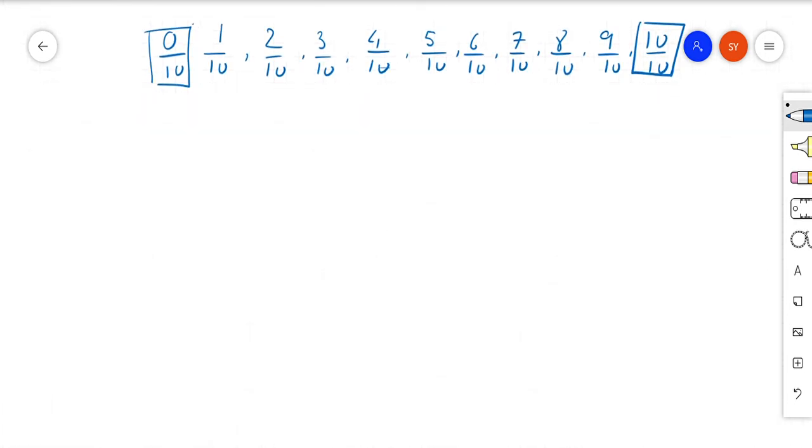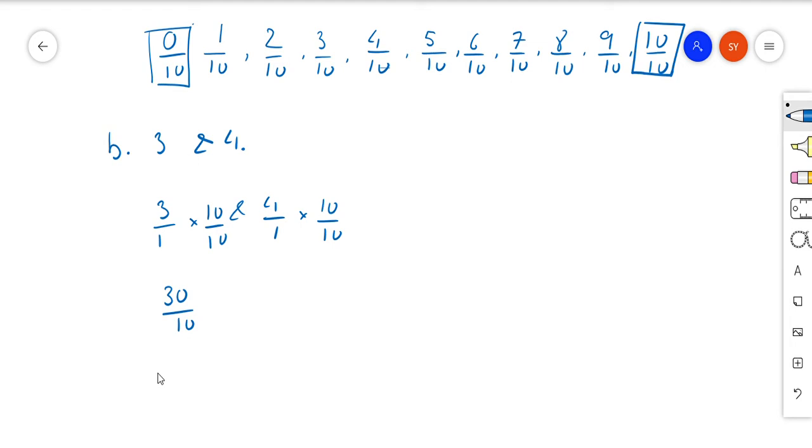Second one is 3 and 4. Similarly B, 3 and 4. What are the numbers between? Again we'll do the same thing. We can write 3 as 3 by 1 and 4 as 4 by 1. You can multiply and divide by 10, so you're not making any changes. So this becomes 30 by 10 and 40 by 10. Now you can find the rational numbers between 30 by 10 and 40 by 10.